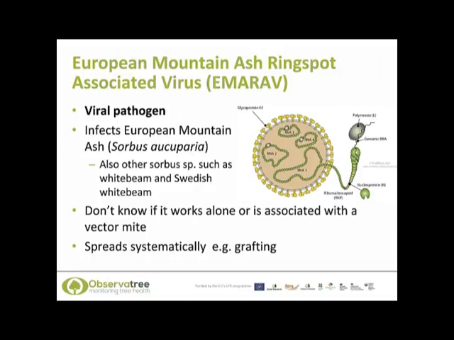Like many of our fruit tree species, such as apple, pear, and plum, the European mountain ash tree belongs to the rosaceous family. We do not know yet whether the European mountain ash ring spot associated virus works alone or if it is associated with a vector mite. Other closely related viruses that cause similar diseases often have a mite acting as a vector. It is recorded, however, as spreading systemically, for example, by grafting.